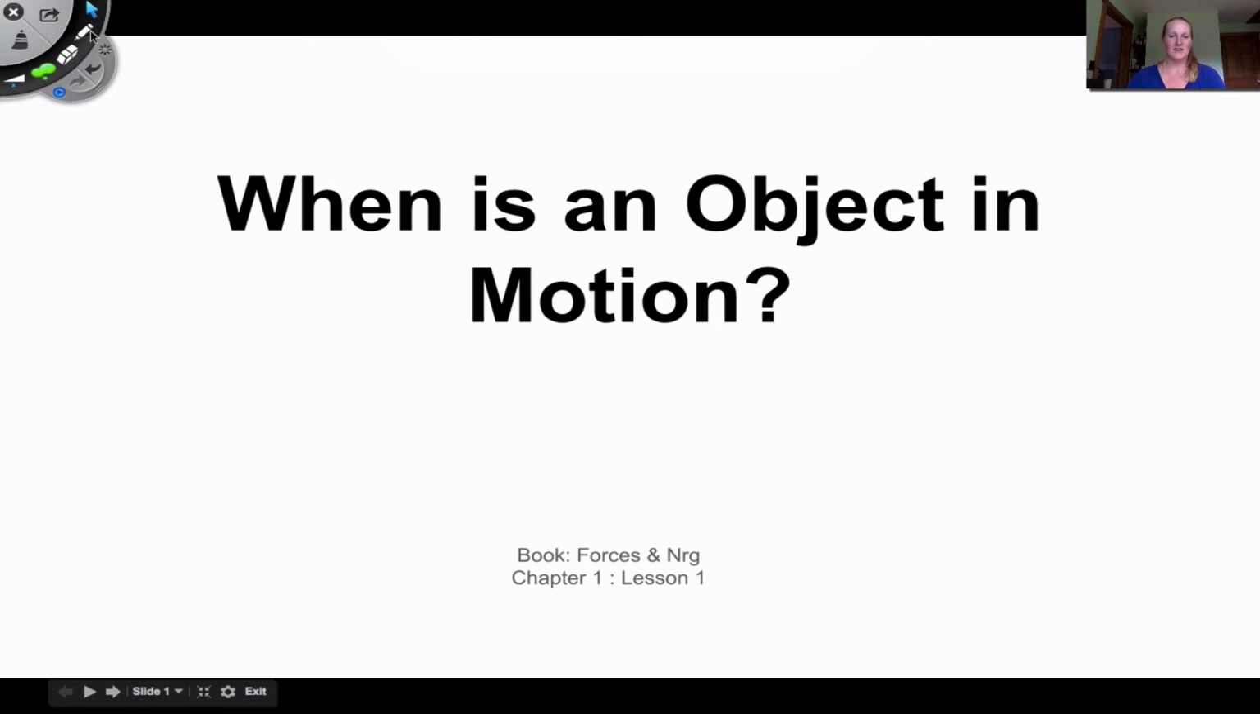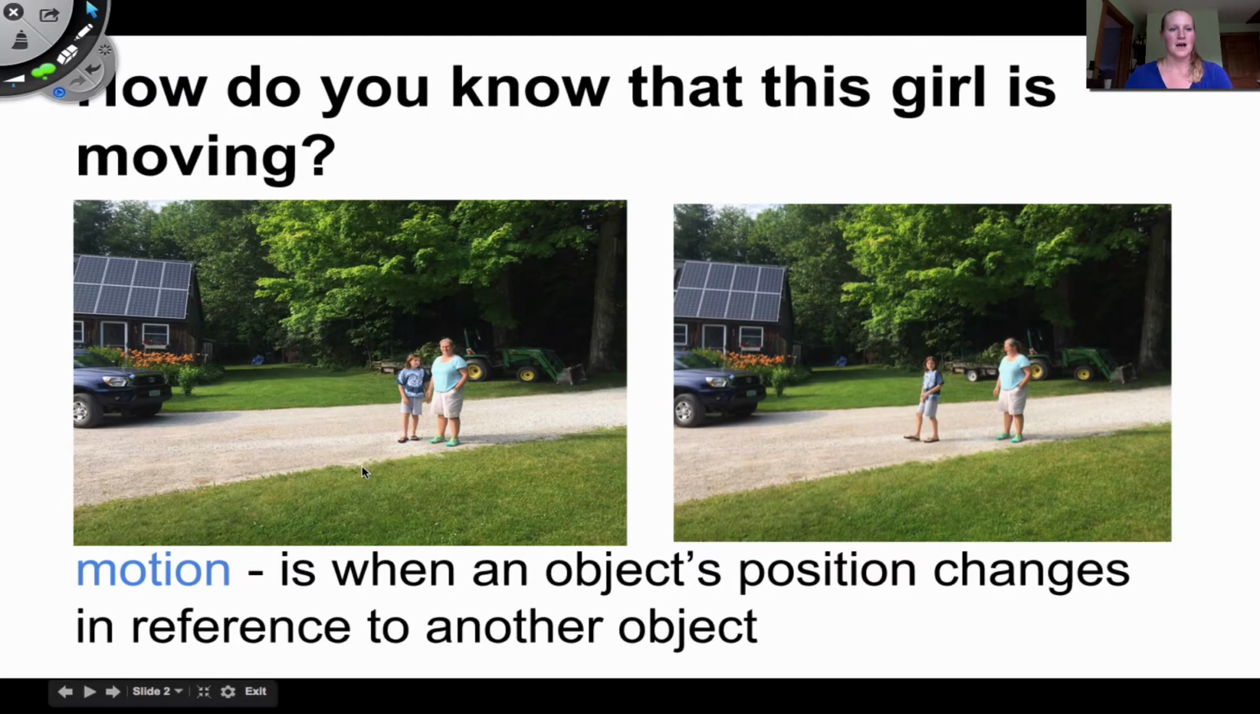But today we are going to talk about how you can tell that an object is in motion. Okay, so let's look at some examples and maybe figure that out. So how do you know that this girl is moving? The girl I'm talking about is this one right here, between this picture, and this picture right here. How can you tell that she moved?